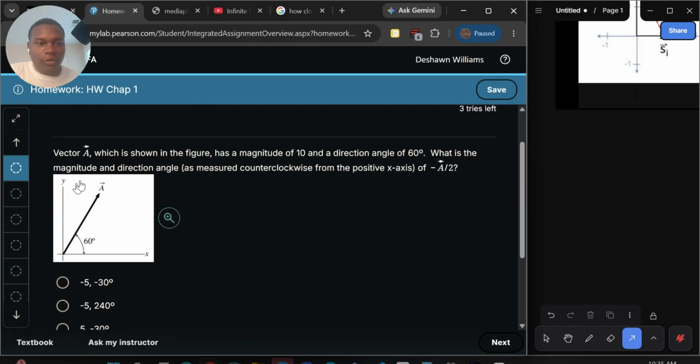Okay. The vector A, which is shown in the figure, has a magnitude of 10 and a direction angle of 60 degrees. What is the magnitude and direction angle as measured counterclockwise from the positive x-axis of negative A divided by 2?